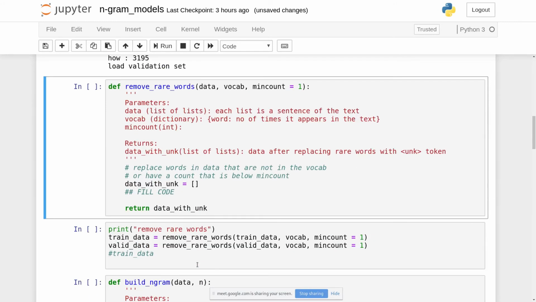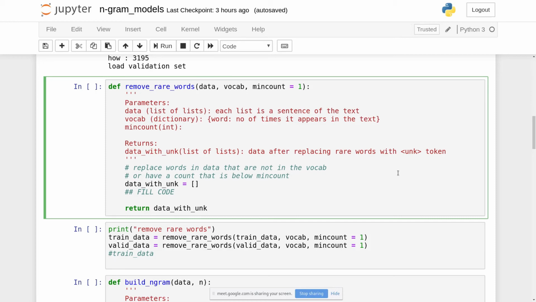The first function you are going to try to implement is remove rare words, because there are some words in your data that are very rare. You are going to replace these words with the unknown token. As you read in the slides, this technique can be used to improve the way n-grams work, because rare words can affect your n-grams, and some of the n-grams will have a value of 0 in your validation set if they don't appear in your training set.